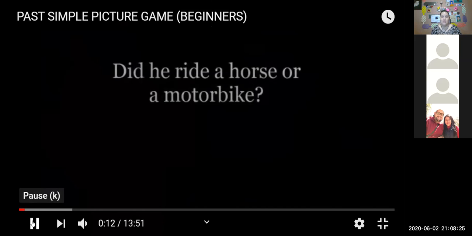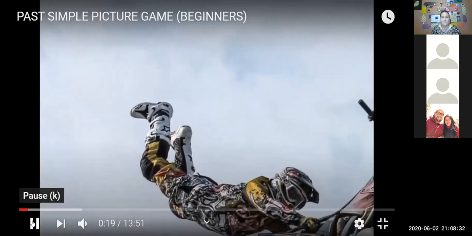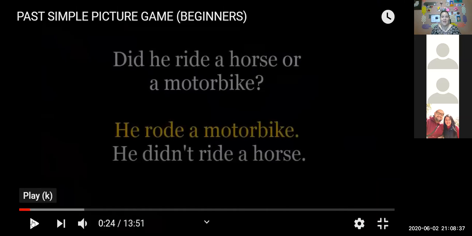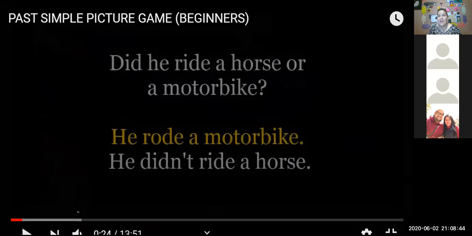Okay, yeah. Let's find out. He rode a motorcycle. Let's check if that's the answer. Very good. He's doing a Superman. So the positive statement for this one is he rode a motorbike, and the negative is he didn't ride a horse. So we're going to do that exercise. We're going to do the positive, what he did and what he didn't do, okay? With the positive, we're not going to use did. With the negative statement, we're going to use did.